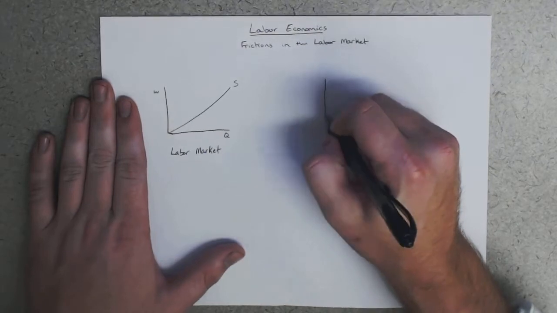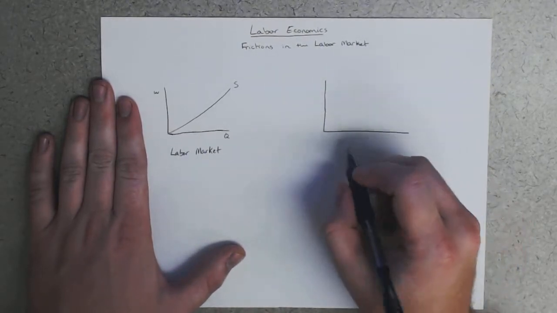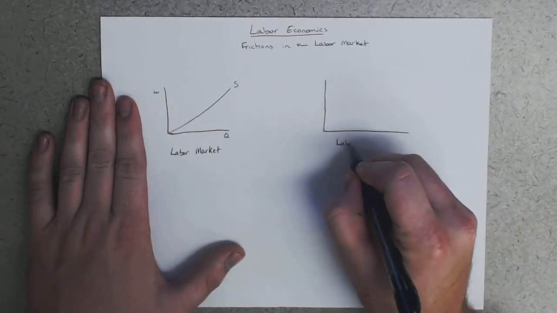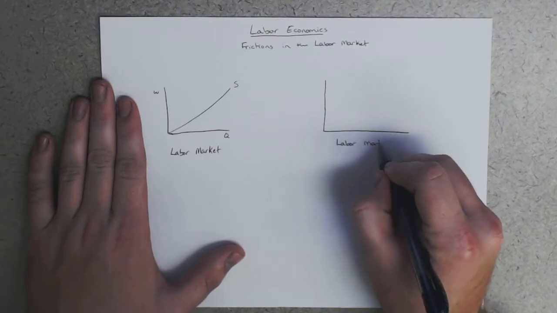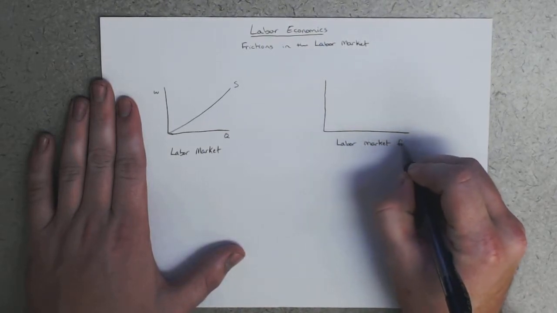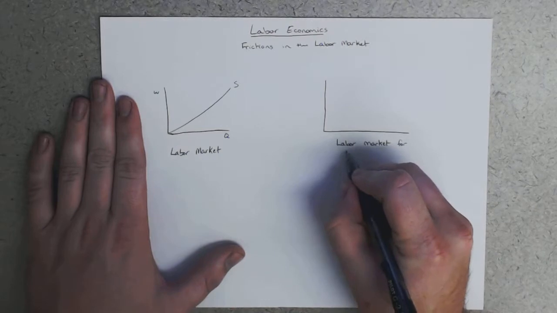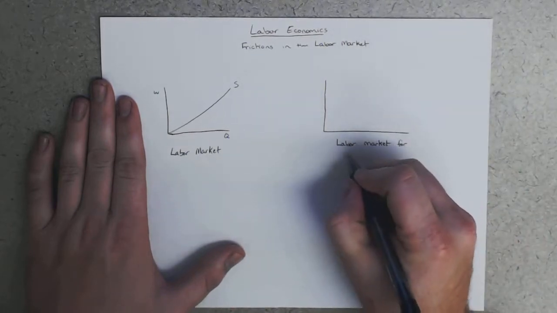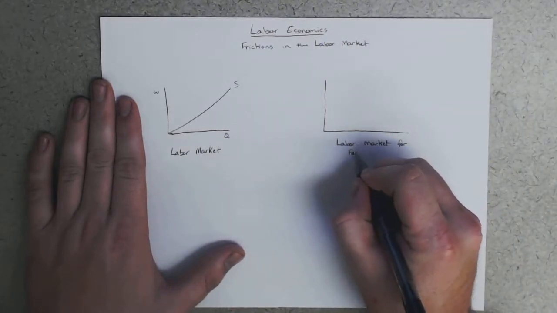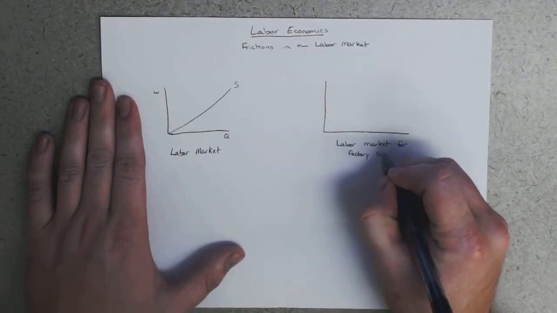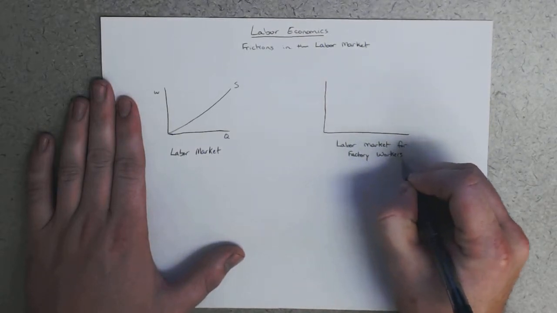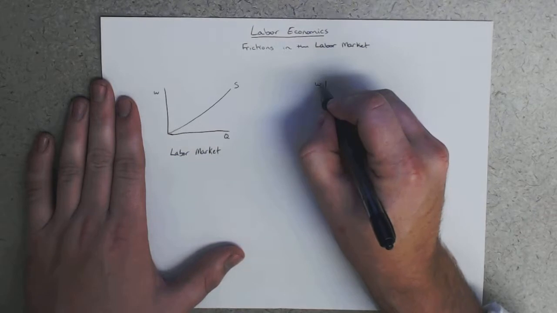But each individual labor market, so let's say the labor market for car salesmen, or let's do factory workers. Let's do factory workers. That'll be easier. Right? So we still have our same axes.